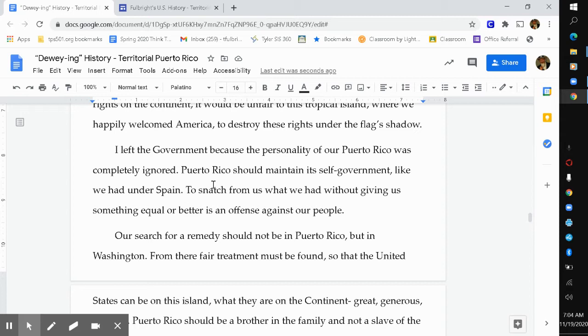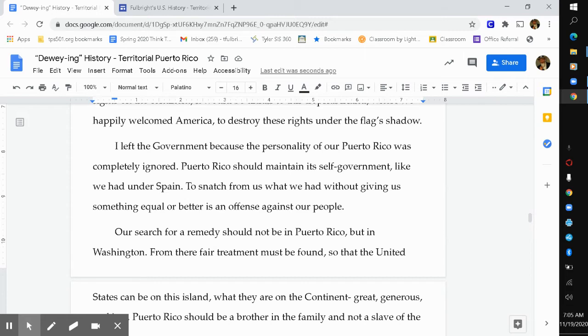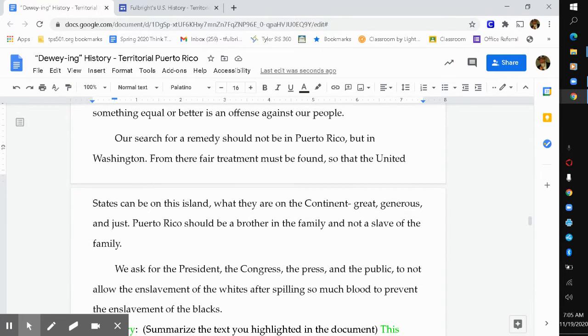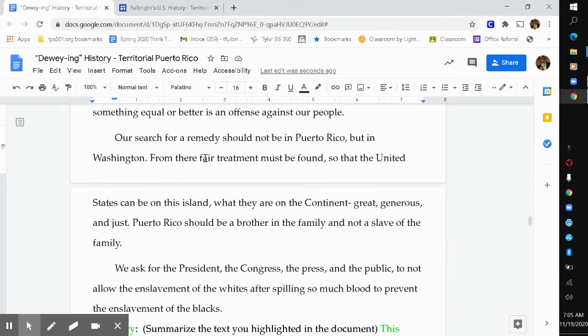I left the government because the personality of our Puerto Rico was completely ignored. Puerto Rico should maintain its self-government like we had under Spain. To snatch from us what we had without giving us something equal or better is an offense against our people. Our search for a remedy should not be in Puerto Rico, but in Washington. From there, fair treatment must be found. So the United States can be on this island what they are on the continent: great, generous, and just. Puerto Rico should be a brother in the family and not a slave of the family.